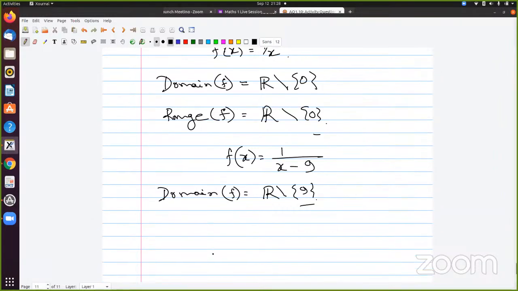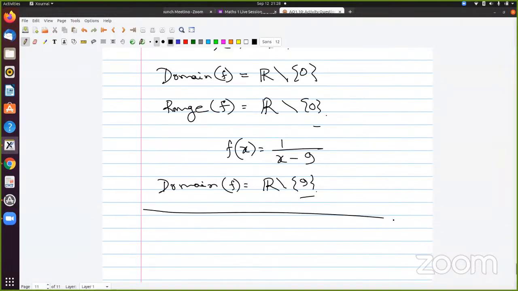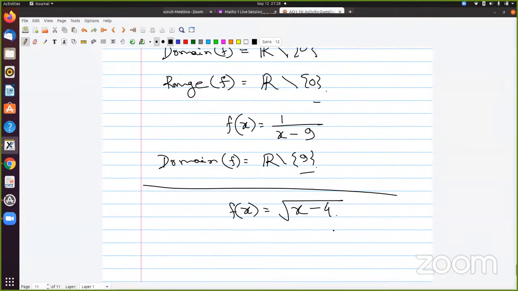Now, suppose I am giving you root over x minus 4. So I am coming to the complicated example. Can you tell me the domain of this function? Greater than or equal to 4. Closed bracket 4 to infinity. Sir, 4 to infinity. Okay.